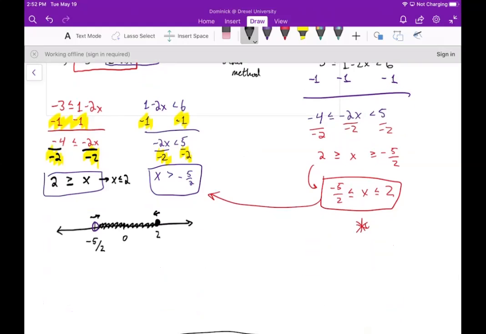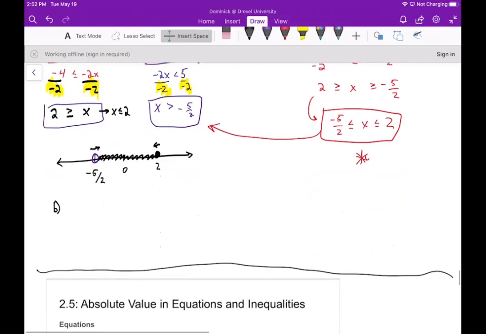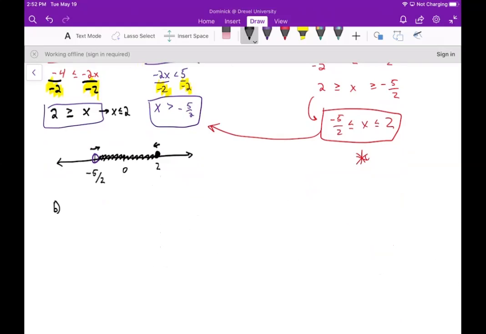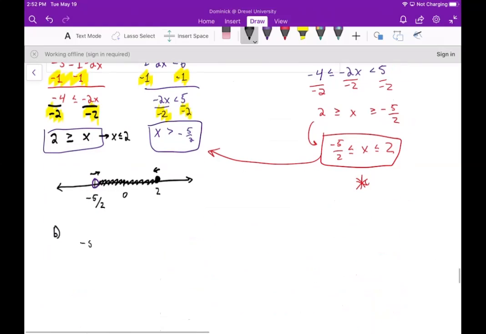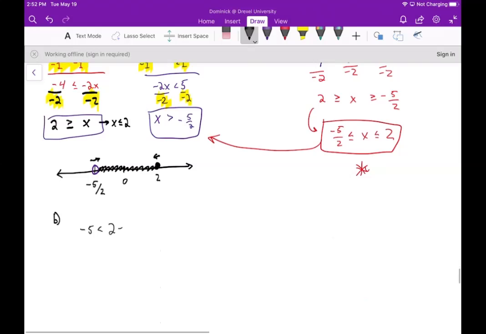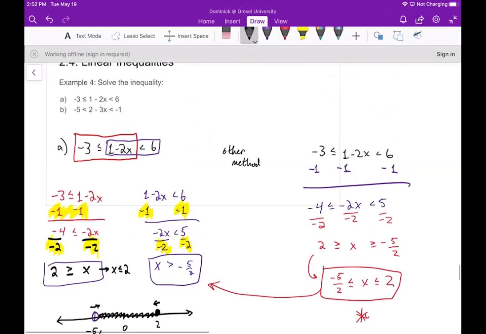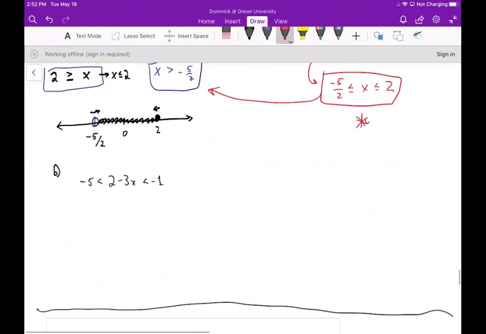Okay, so let's do one last example and we'll wrap this video up. So the last example, I'm gonna make myself a little more room. So the last example we have is negative 5 less than 2 minus 3x less than negative 1. Okay, and I'm just going to operate on all three parts at the same time. So I would need to subtract 2. I get a negative 7 less than negative 3x less than negative 3.